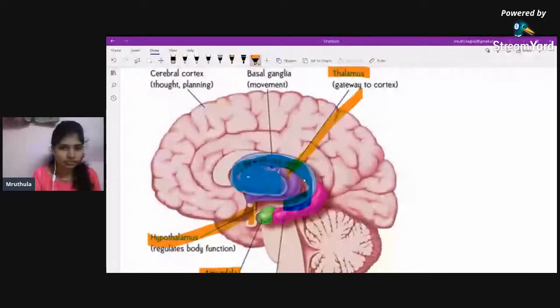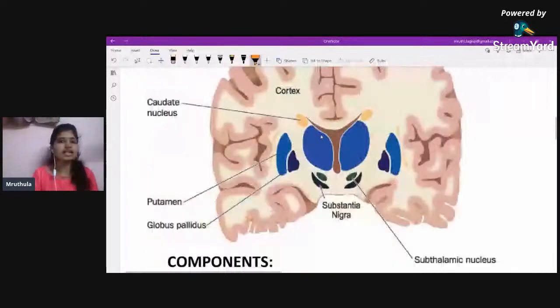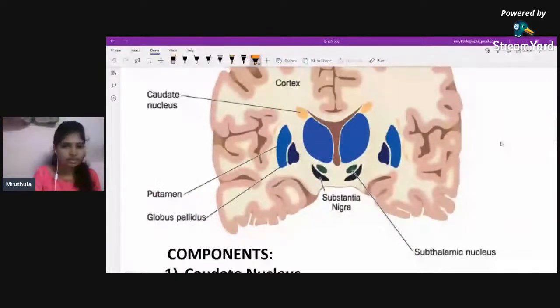Right. Okay. Now let us see this picture. All right. So concentrate on this picture. This is very important for you. This is a picture showing the coronal section of the brain. Okay. So here what could you see?